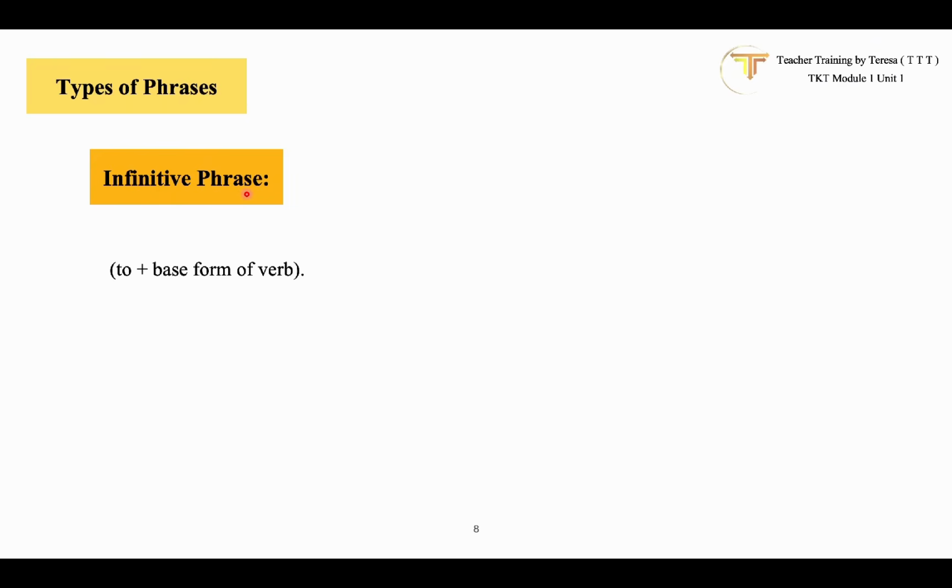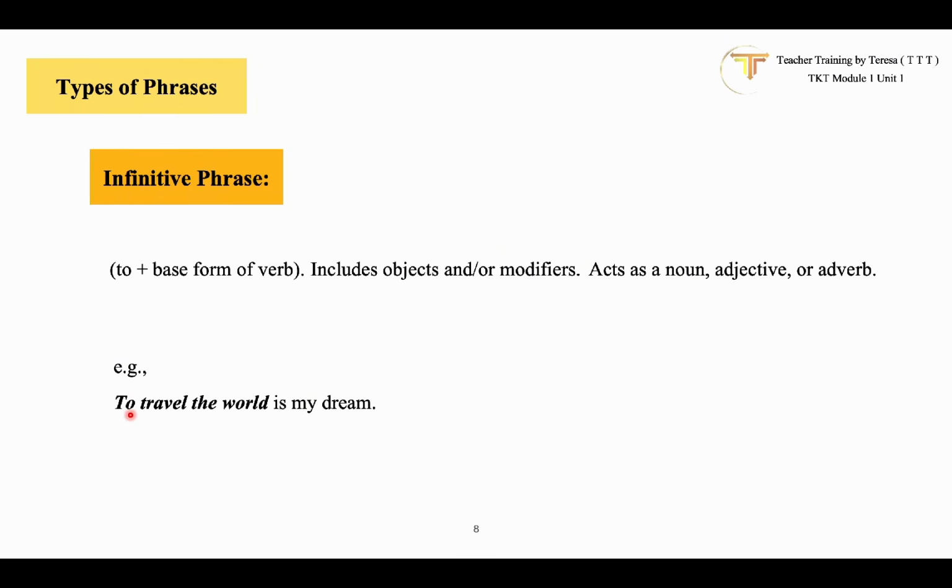Infinitive phrase: to plus base form of verb, includes objects and/or modifiers. Acts as a noun, adjective, or adverb. Examples: To travel the world is my dream. She has a project to finish on time. He went to the store to buy groceries.